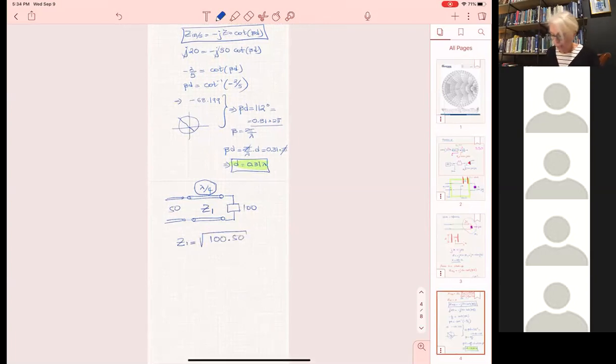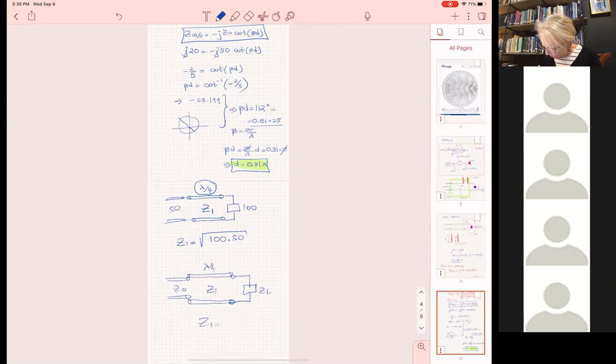Do you remember? When you have one line, Z naught, and then you have a load, ZL, real load, okay? Then your quarter wavelength line in between is Z1, and Z1 by definition we found is the square root of Z naught times ZL. Do you remember that? Yes. Yes, I remember that.